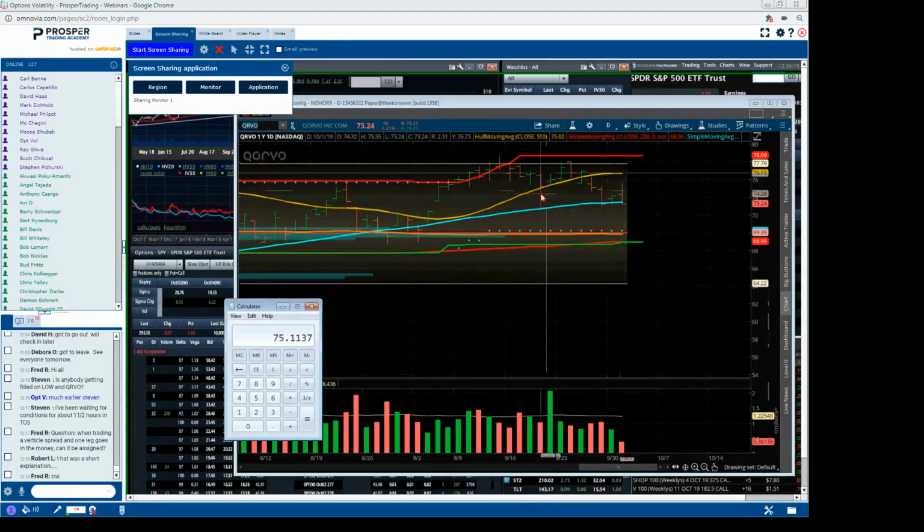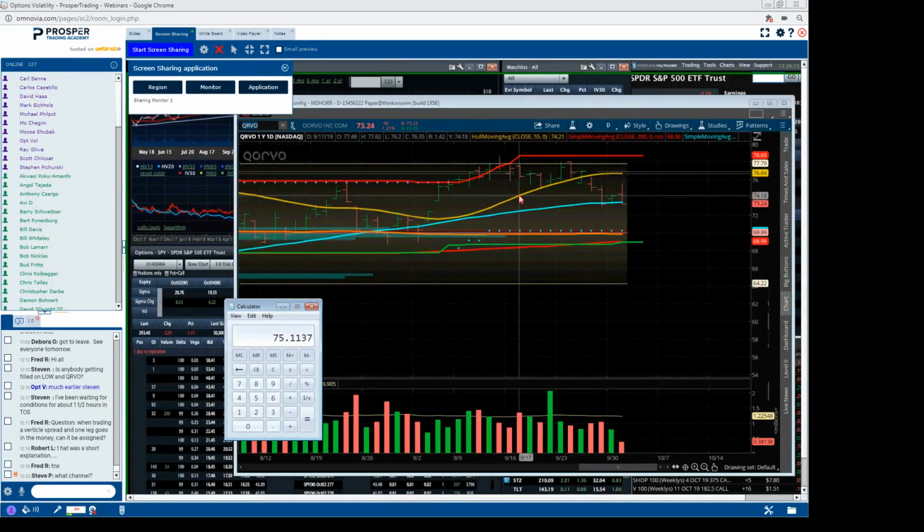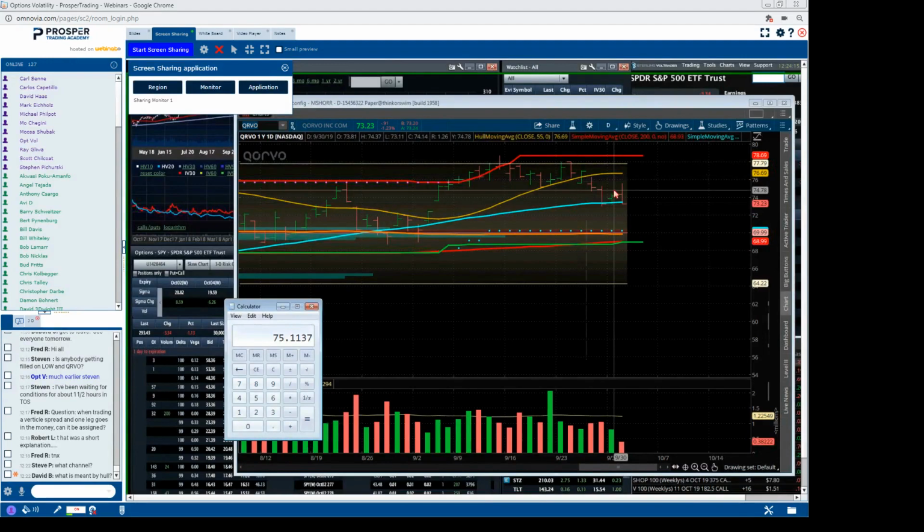So this is the Hull moving average, and if you want the math on it, I can show you. It's a time weighted exponential moving average. And what it does is, oftentimes when you're using exponential moving averages, they tend to be choppy because by their nature they're front loaded.